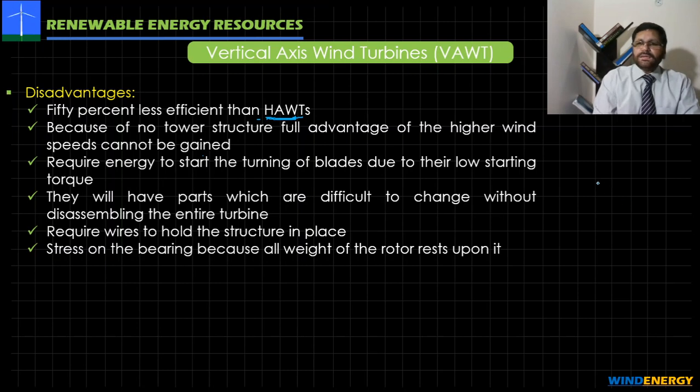So again, the limitation of the shaft. For the case of vertical axis wind turbines, you cannot take the shaft very high. So this is the limitation.